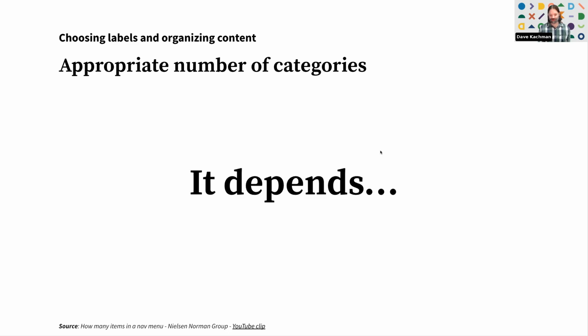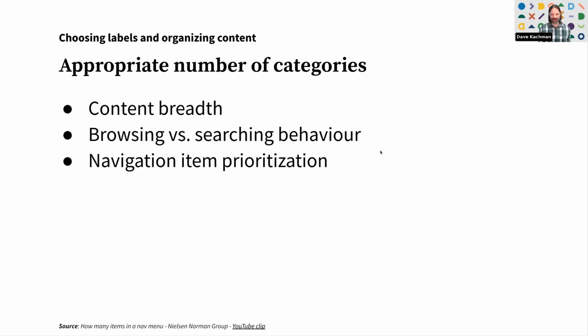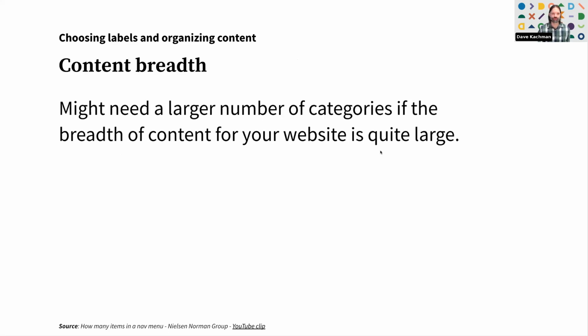All right, so now, big question. What is the appropriate number of categories to use kind of in a top nav or otherwise? And the answer always is, it depends. It depends on content breadth, browsing or searching behavior, and potentially navigation item prioritization will also help you make some of these decisions on the appropriate number of categories. So content breadth: you might actually need a larger number of categories if the breadth of the content for your website is quite large.